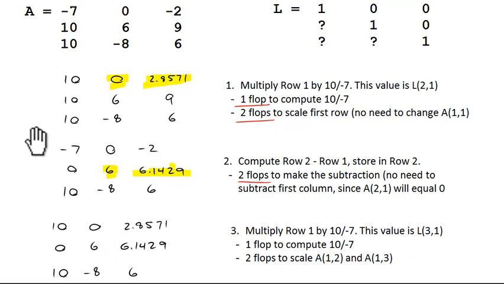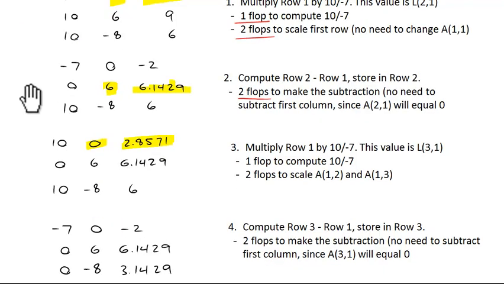As a third step, let's multiply row 1 by 10 divided by -7 again. We'll store that as L31. It again took one floating point operation to compute 10 divided by -7, and two floating point operations to change that variable and this variable. So we'll subtract row number 1 from row number 3 and store that in row number 3. And it only took two floating point operations to accomplish this.